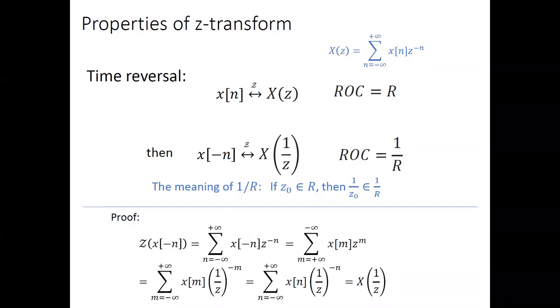Have a look at this expression. We compare it with the standard formula for X of z. We know that X of z is the infinite sum of x of n, z to the power minus n. Now we are looking at the infinite sum of x of n, 1 divided by z to the power minus n. So this expression and that expression only differ in that we change z to 1 divided by z. So it is X of z in this formula, then it is X of 1 divided by z in this form. From the beginning, the z transform of x of minus n is capital X of 1 divided by z, which gives this time reversal property.